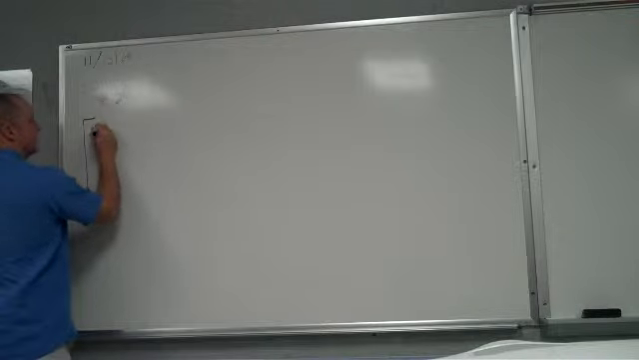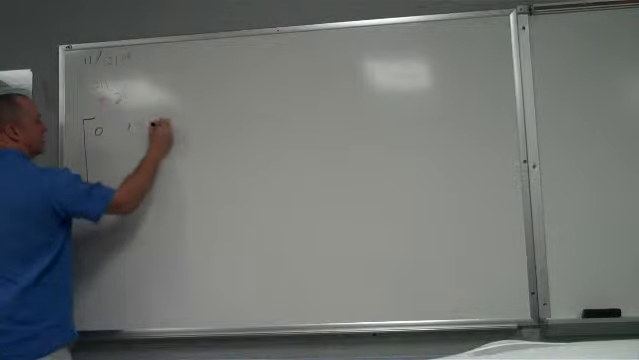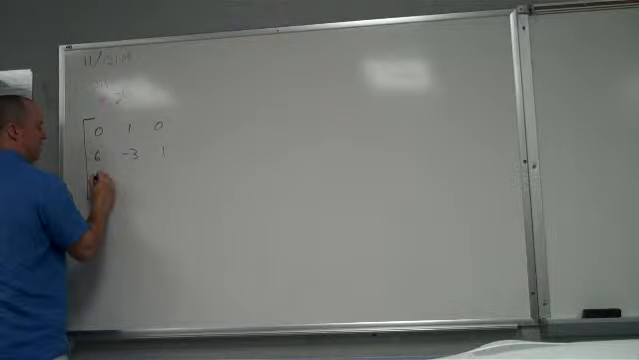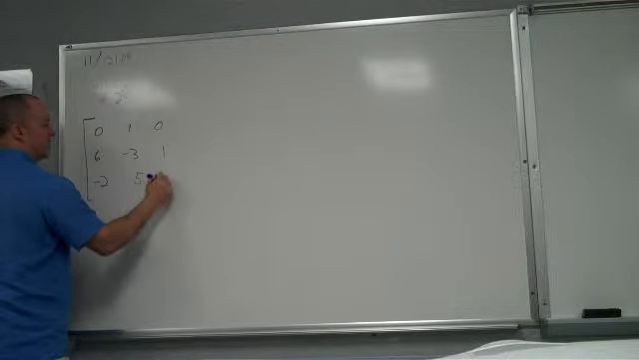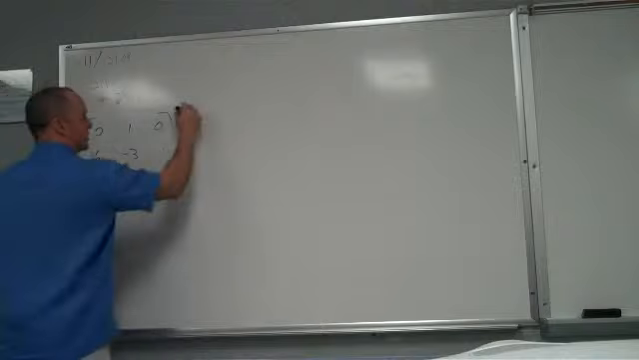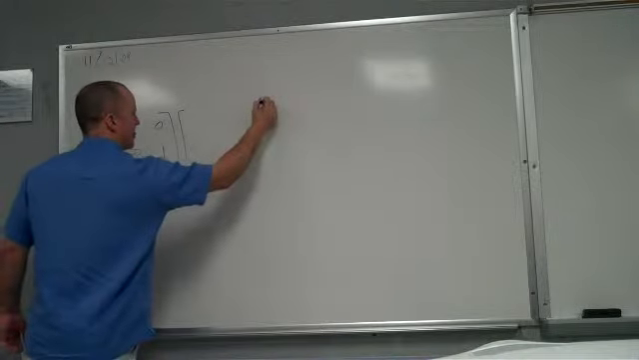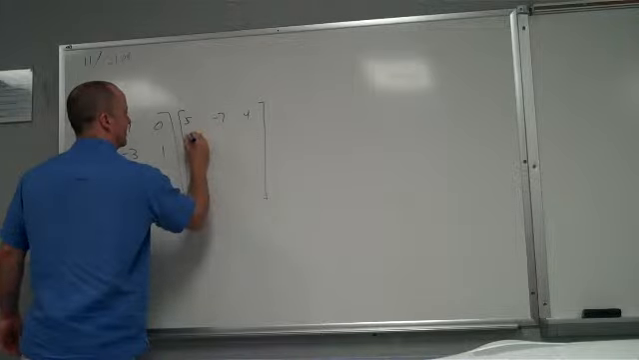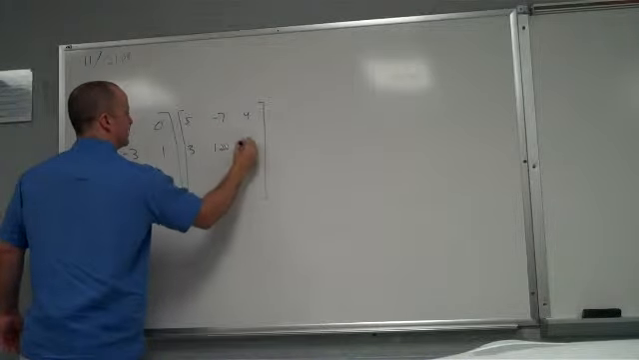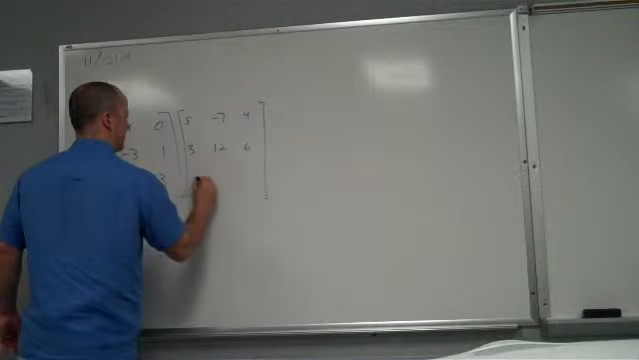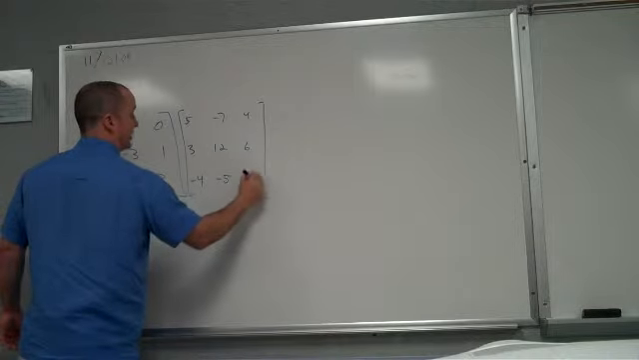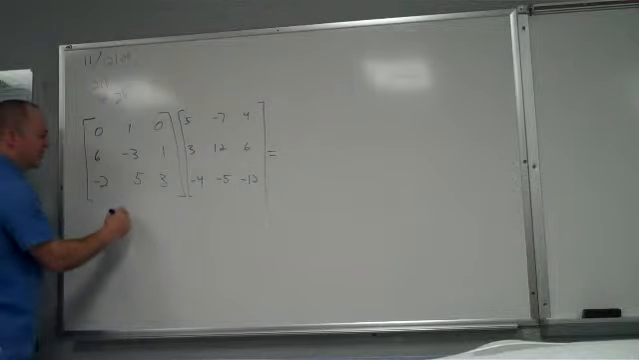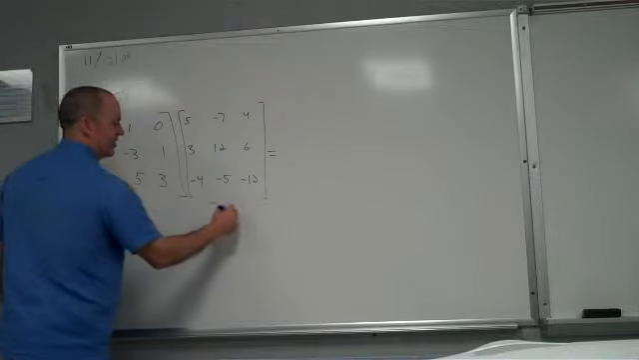Okay, 0, 1, 0, 6, negative 3, 1, negative 2, 5, 3. And my next 3 by 3 matrix? I'm going across. 5, negative 7, 4, 3, 12, 6, negative 4, negative 5, negative 12. Okay. Now, I have a 3 by 3 matrix times a 3 by 3 matrix.